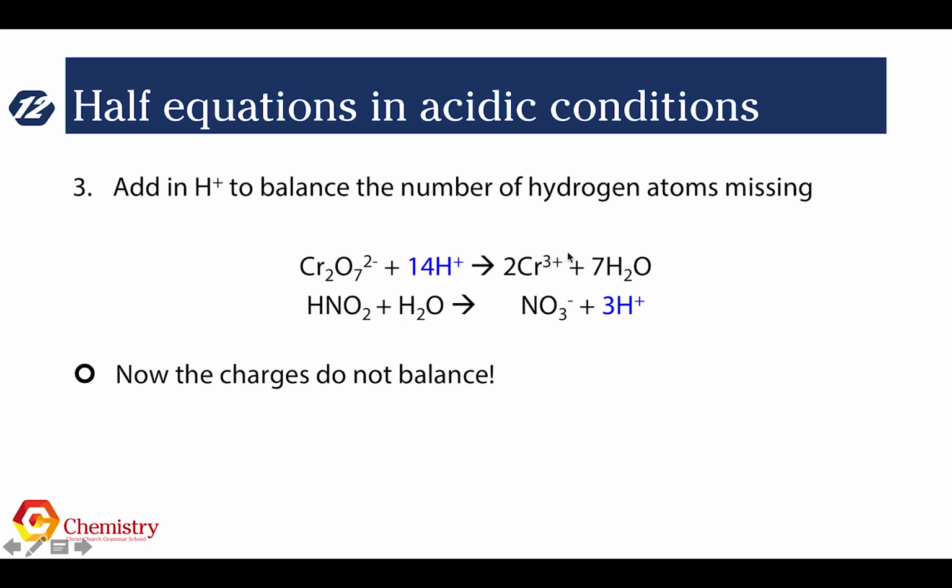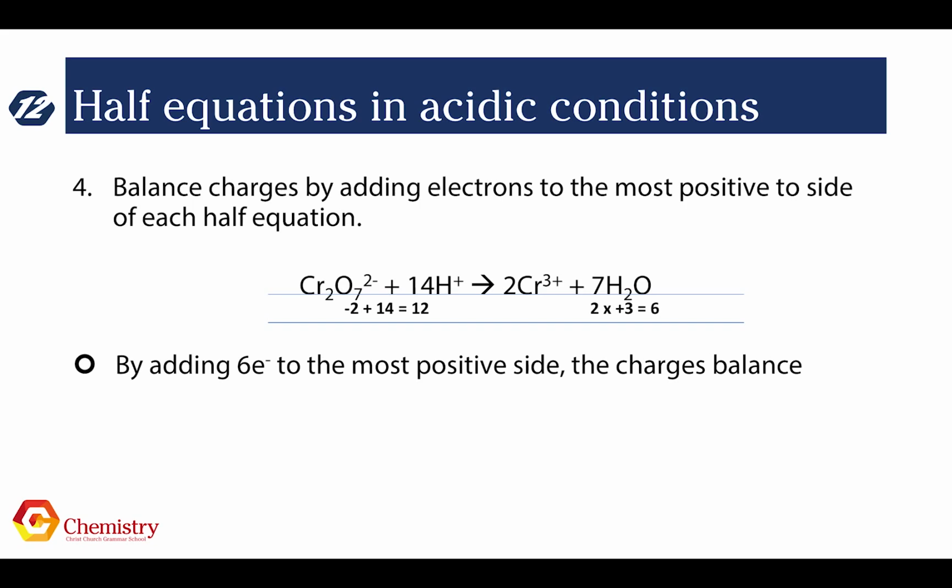But if we now look, we can see that the charges don't balance for each of these half equations. We've got -2 here and 14 positive here, so that's plus 12 on this side. We've only got plus 6 on this side. Similarly, in the bottom example, I've got plus 2 on this side and 0 on this side. So the charges don't balance, which means that electrons have blinked out of existence or into existence in each of those half equations, and that doesn't happen. So we have to add electrons in to make sure that the charges balance on each side. That's the next step.